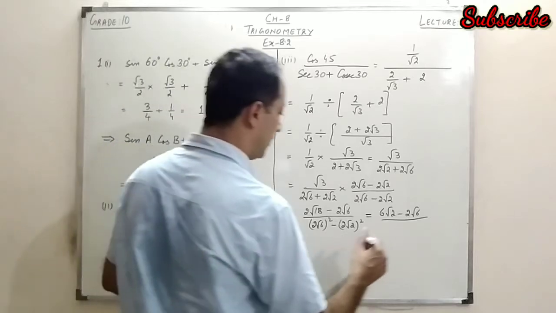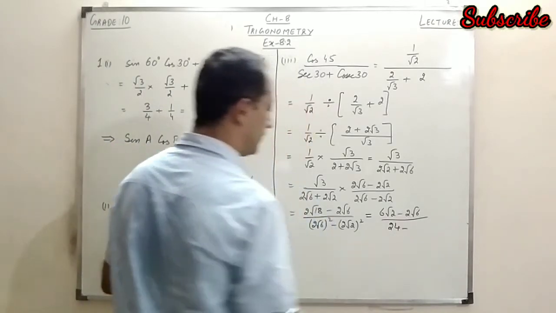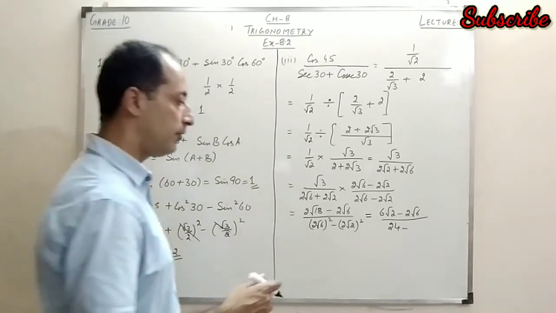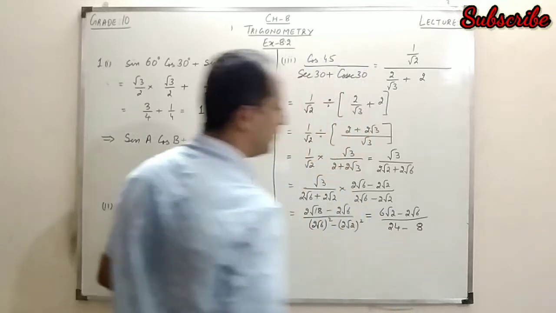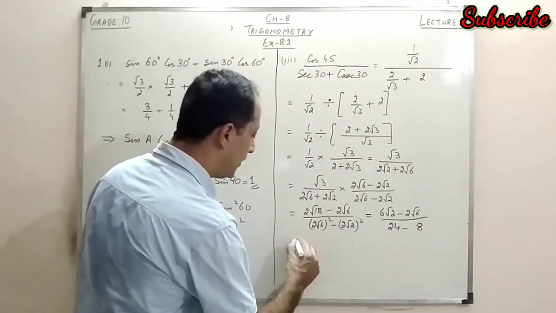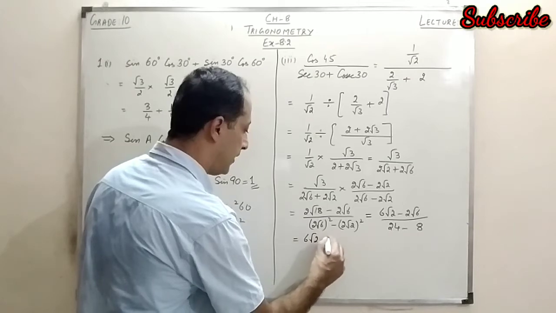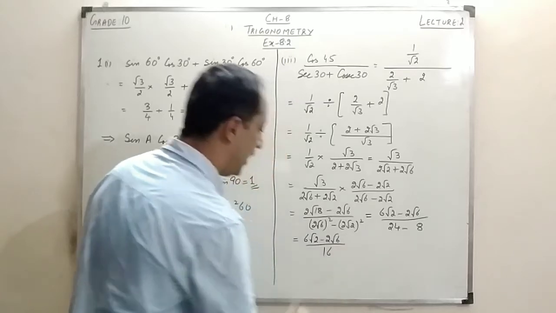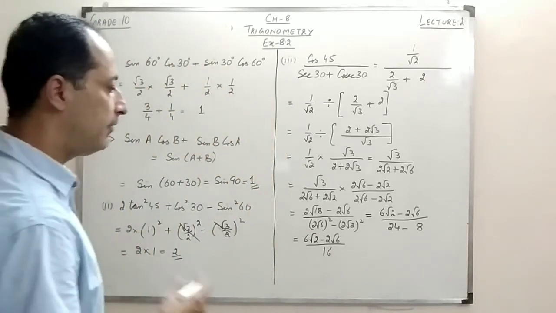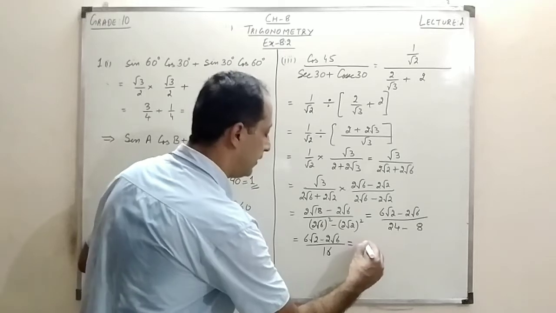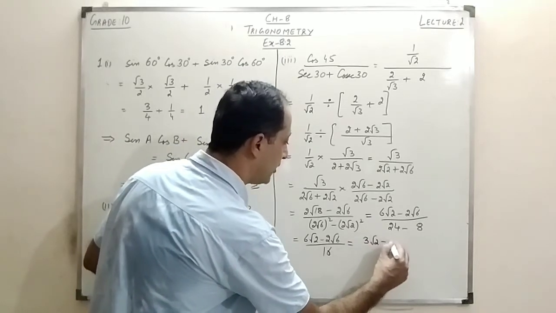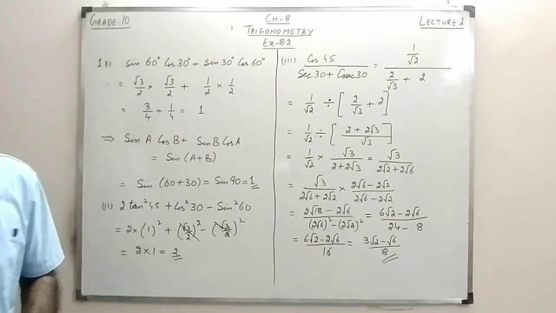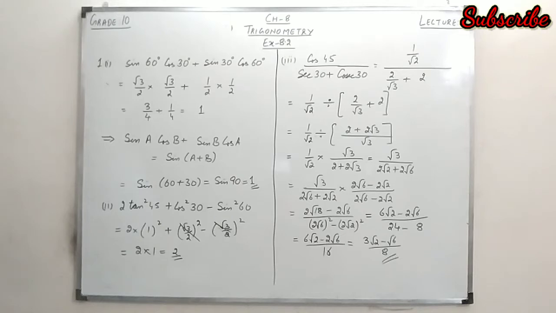So 4 into 6 becomes 24 minus, that is 2 root 2, so square of 2 is 4 and square of root 2 is 2, so 4 into 2, that is 8. So in the numerator we have the same thing, 6 root 2 minus 2 root 6 upon, in the denominator we have 16, and we can take out 2 common from the numerator and then cancel with the denominator, and finally we get 3 root 2 minus root 6 upon 8. So this is the answer for the third part of the first question of exercise 8.2.